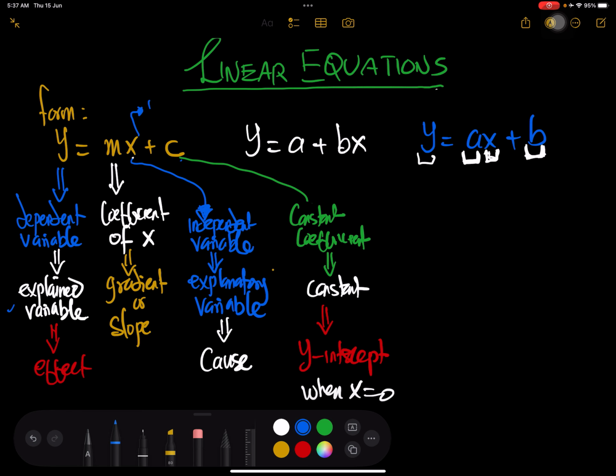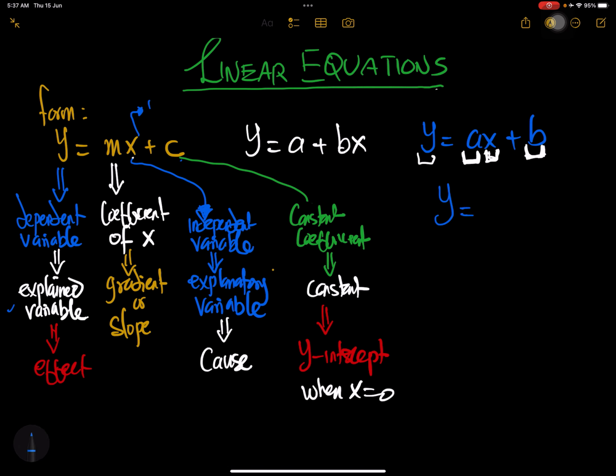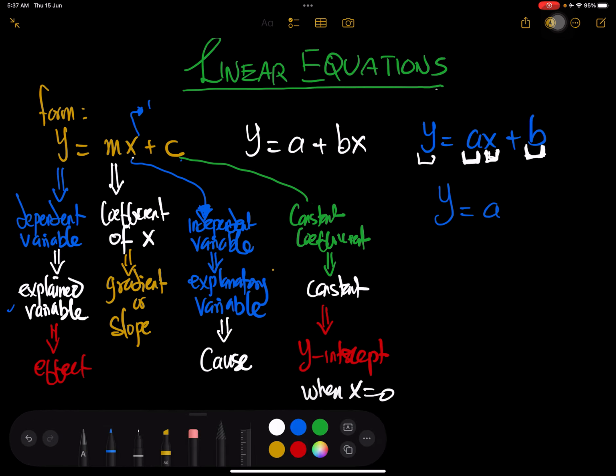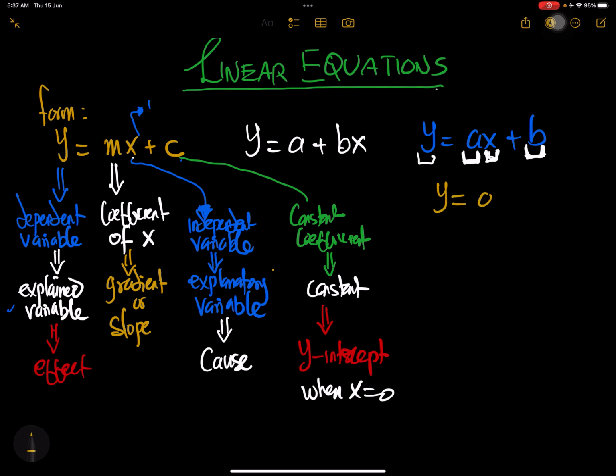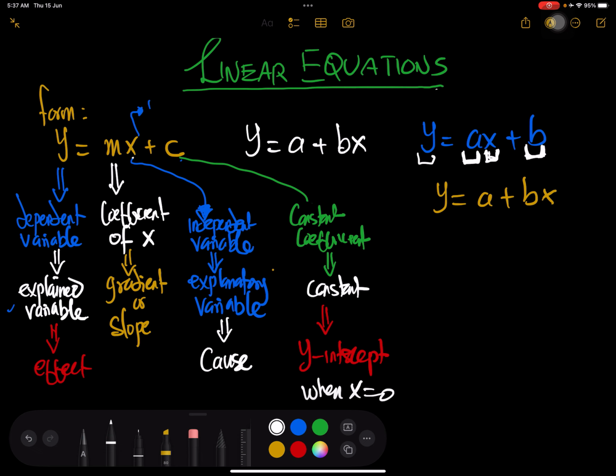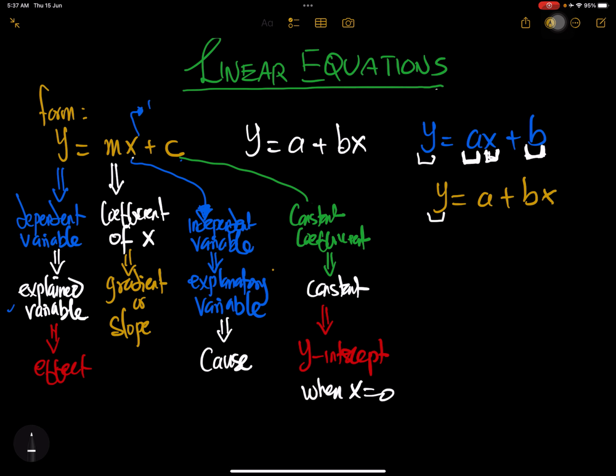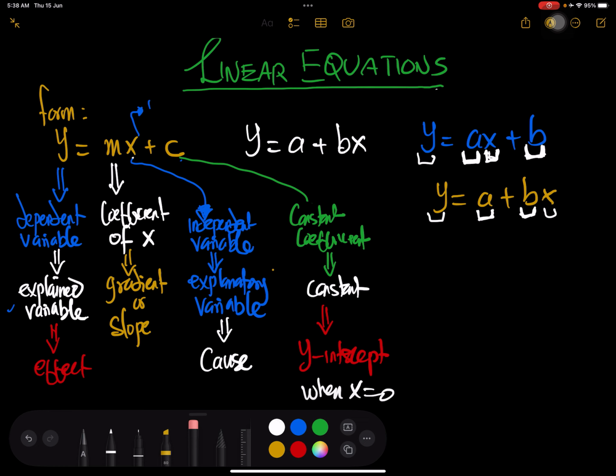So now let's look quickly at something like this. Don't forget, we said we have y is equal to a plus bx, and we are saying that the y here is the effect variable, the dependent variable. The a here is the constant coefficient or the y-intercept when x is 0. This b here is the coefficient of x because it has x attached to it, and the x here is basically the independent variable.